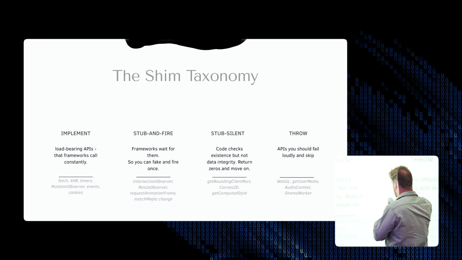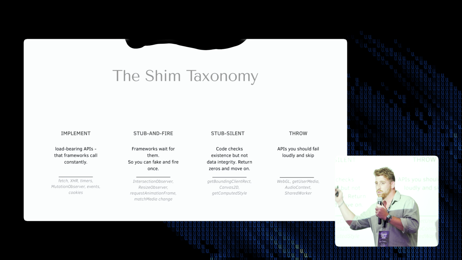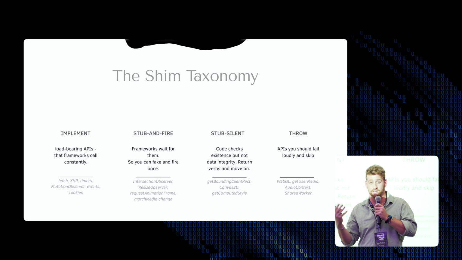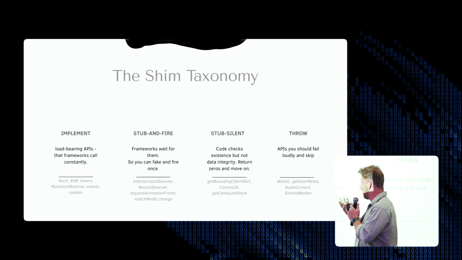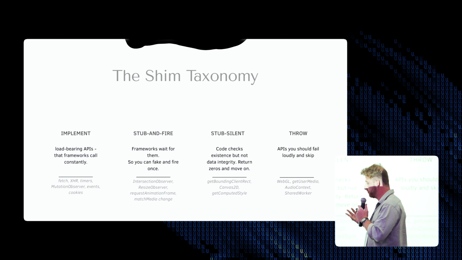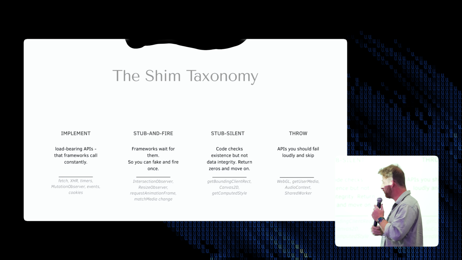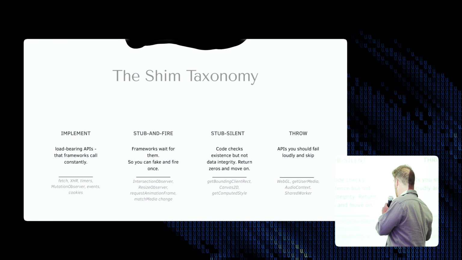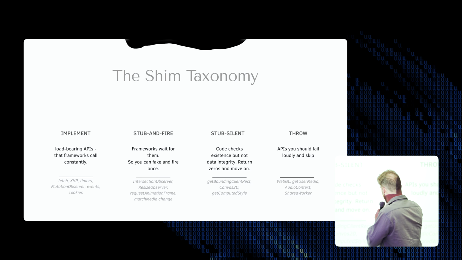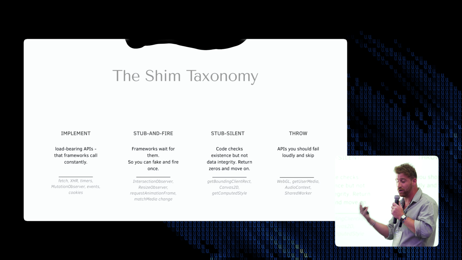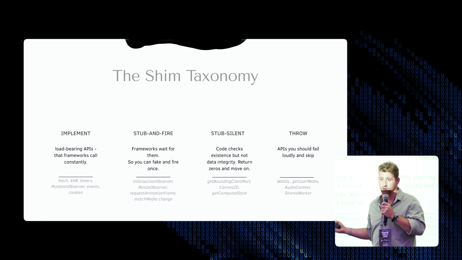You have the stub silent, which is the server code. They check them for existence, but they don't check the data integrity because it's more like fingerprinting and stuff like that for the server, so you don't really need that. You just return zeros and you move on. Stuff for Canvas or whatever you need, because I don't need the graphics. I just need the content.